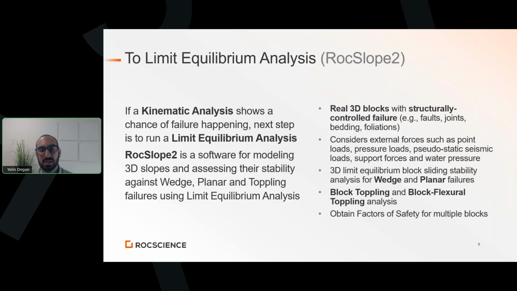Now, if the kinematic analysis suggests a failure, that's where RocSlope2 comes in as the next step. RocSlope2 runs proper limit equilibrium analysis, so it actually creates blocks, looks at the failure modes of these blocks, and lets you factor in all the real-world conditions like external loads, seismic loads or effects, water pressure, and even more advanced shear strength models. So it's basically taking you from that quick, simplified check in Dips to a much more detailed, limit equilibrium physics-based look at block stability.